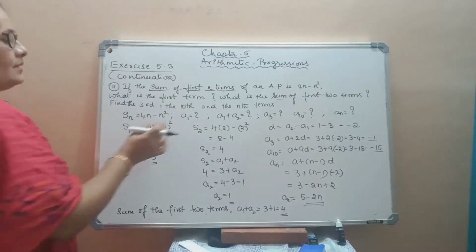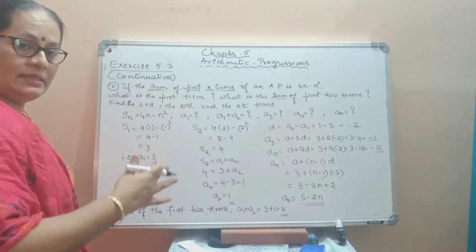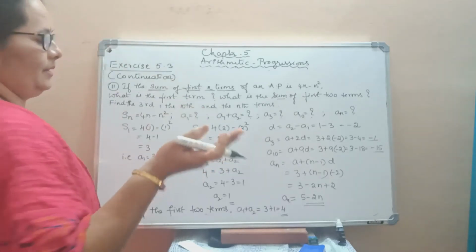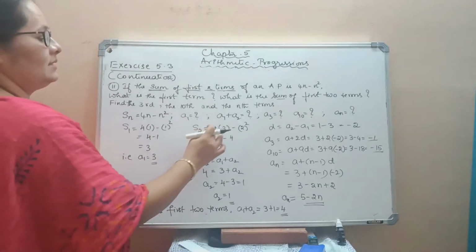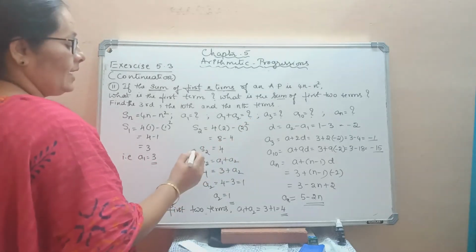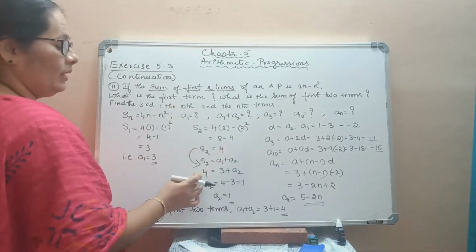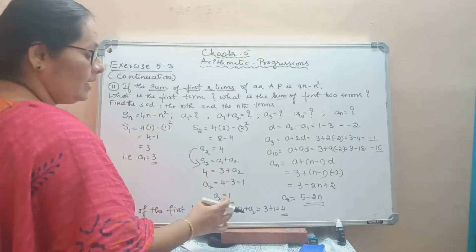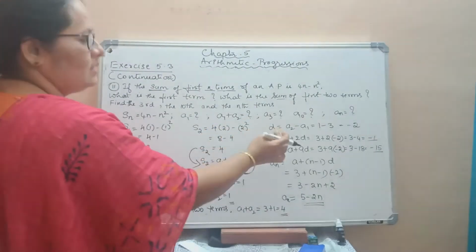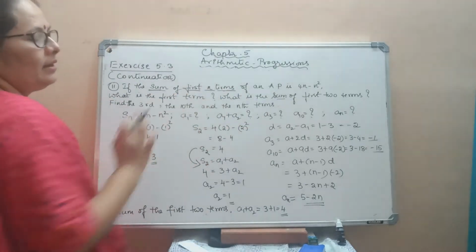Right? Then, sum of the two terms is first term plus second term. Sum of the three terms is first term plus second term plus third term. So here the sum of the two terms is 4 into 2 minus 2 square, that is 8 minus 4, which is 4. So S2 is nothing but first term plus second term. S2 we got 4, in that first term is 3, then second term will be 1. Now find the common difference, that is A2 minus A1. So the difference is minus 2. Now we can calculate the third term, 10th term and nth term.